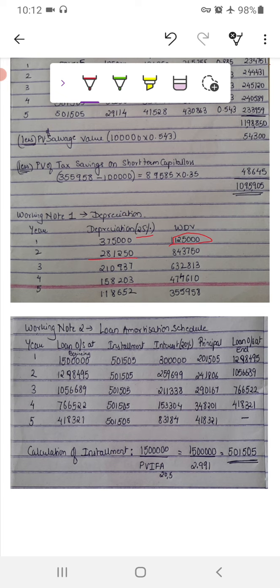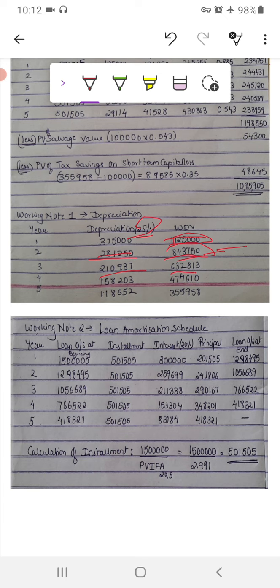2,81,250. So how do you calculate written down value now? 11,25,000 minus 2,81,250 gives you 8,43,750. Third year depreciation would be on 8,43,750. So 8,43,750 into 25% gives you 2,10,937. Then how do you calculate written down value?